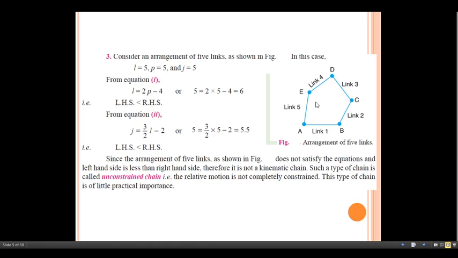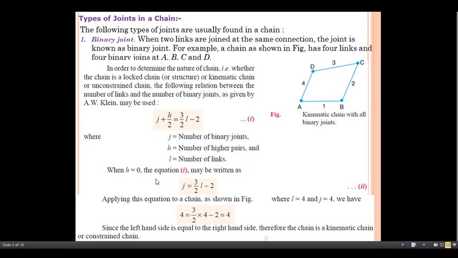Now let us see here once again. Unconstrained chain means that if you give the input motion to any link, say AE, then definite motion does not occur for the other links: ED, then DC, then BC, etc. So this is the case of an unconstrained chain. Here the constraints or restrictions are not given. The motion of BC does not depend upon this one. Whatever input motion is given to the AE link is not actually transferred to DC. This is the case of an unconstrained chain.